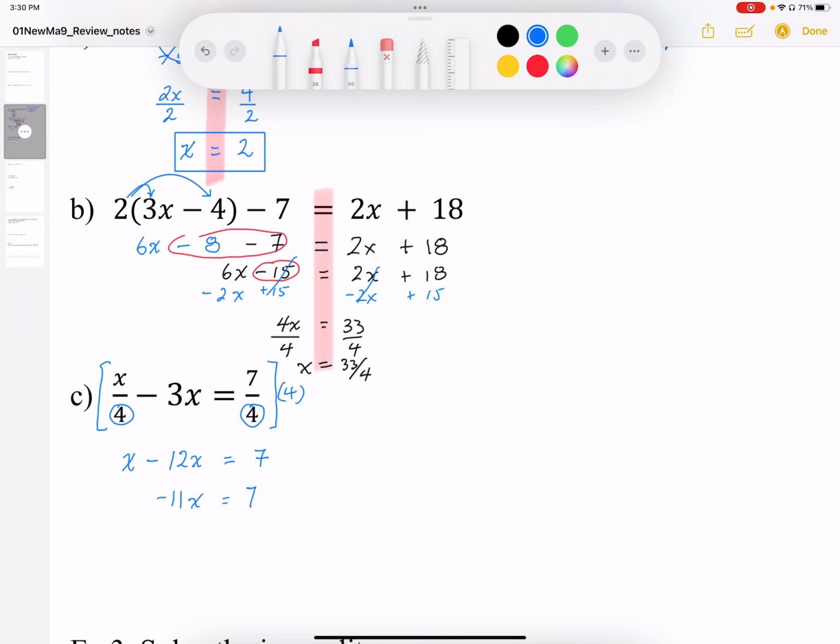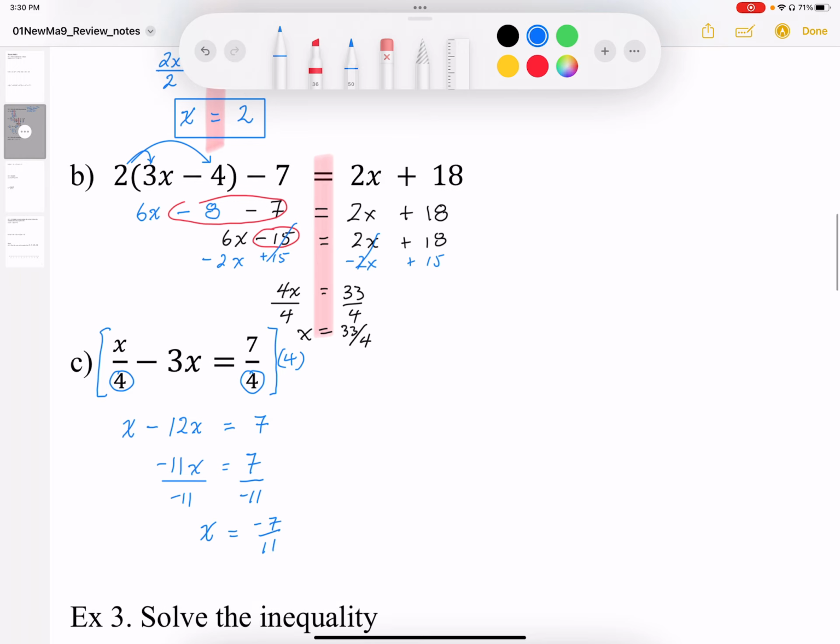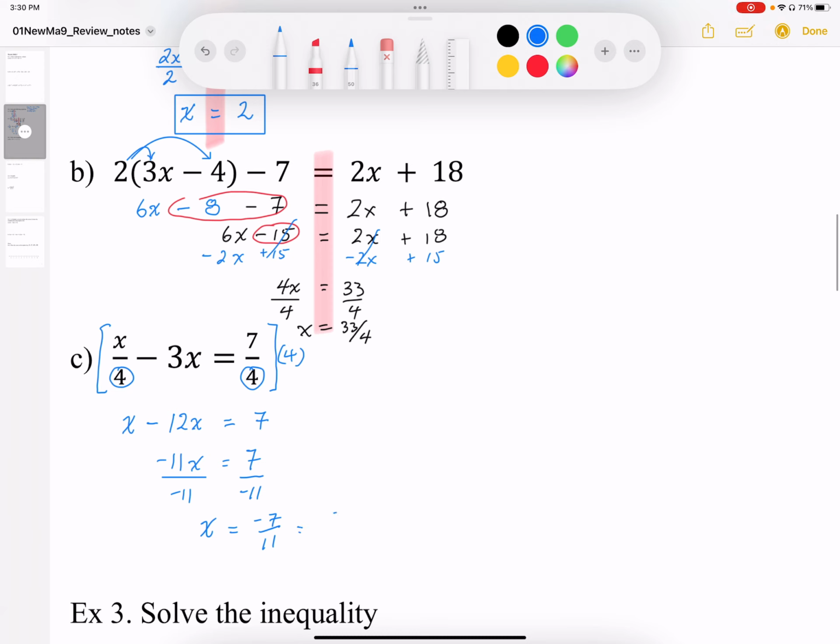That leaves me with 7 ones on this side, and then dividing by negative 11 to balance gives me 1x, and 1x is equal to negative 7 over 11. And just to note that that's the same as 7 over negative 11, and that's the same as negative 7 over 11. Those are all the same answer.